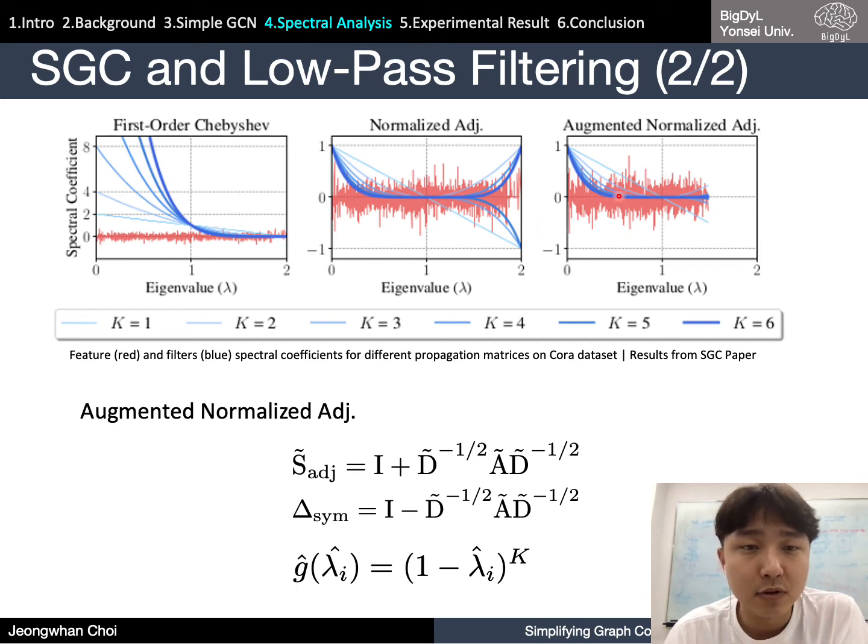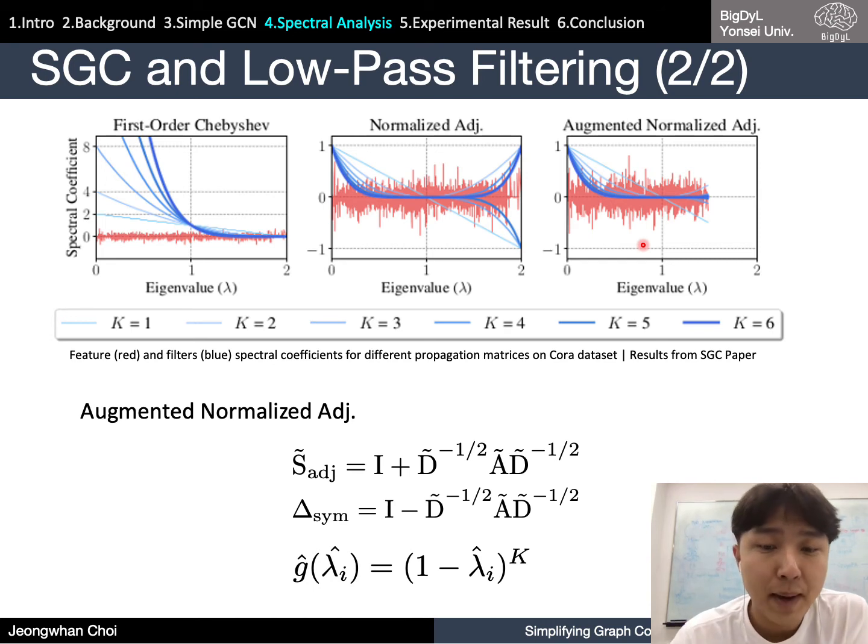But by adding self-loops, the augmented normalized adjacency matrix's largest eigenvalue shrinks from 2 to 1.5 and then eliminates the effect of negative coefficients. Moreover, this scaled spectrum allows the filter defined by taking powers k greater than 1 of the augmented normalized adjacency to act as a low-pass type filter. And this is the advantage of SGC.